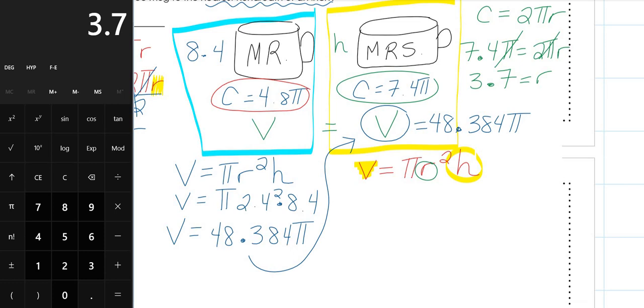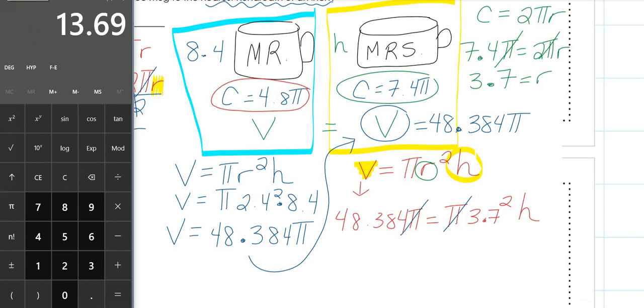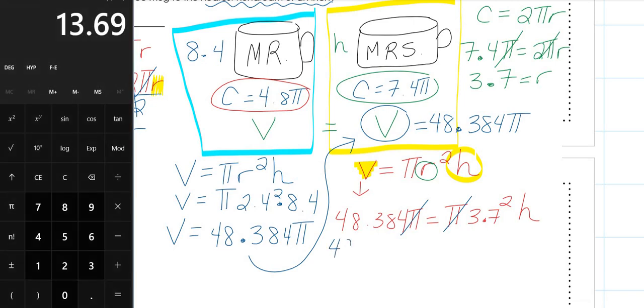Okay, so let me go ahead and plug that in for r, and then I can solve for h. So, back to my volume formula. The volume of Mrs. Smith's mug is the same as Mr. Smith's, so I'm going to put in 48.384 pi equals pi times the radius here in Mrs. Smith's mug, 3.7 squared. And then the height, well, that's going to be our variable that we're looking for. Do some algebra. Cross out your pi's. Next, let's do 3.7 squared. So on my calculator, 3.7, square it. I get 13.69.